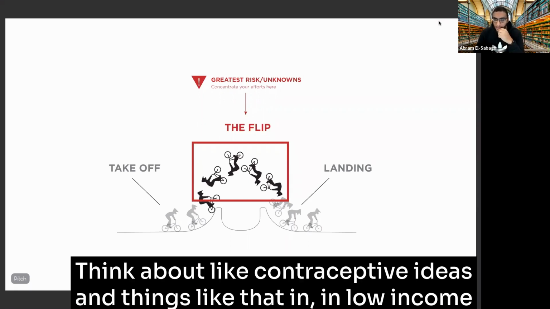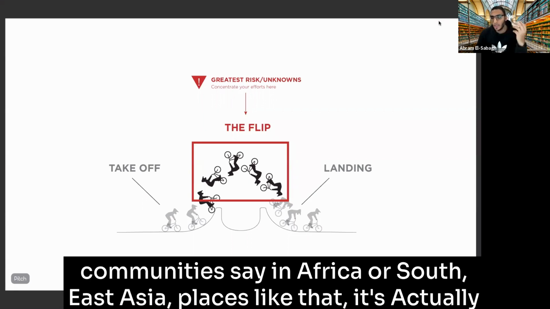Think about contraceptive ideas and things like that in low income communities, say in Africa or Southeast Asia or places like that.